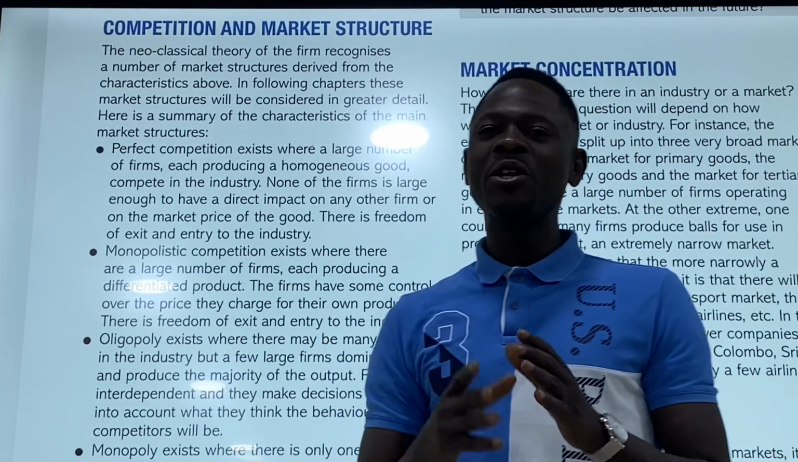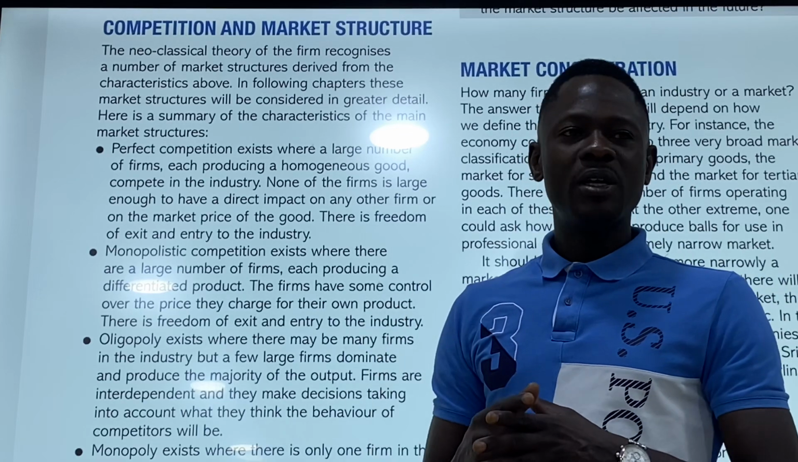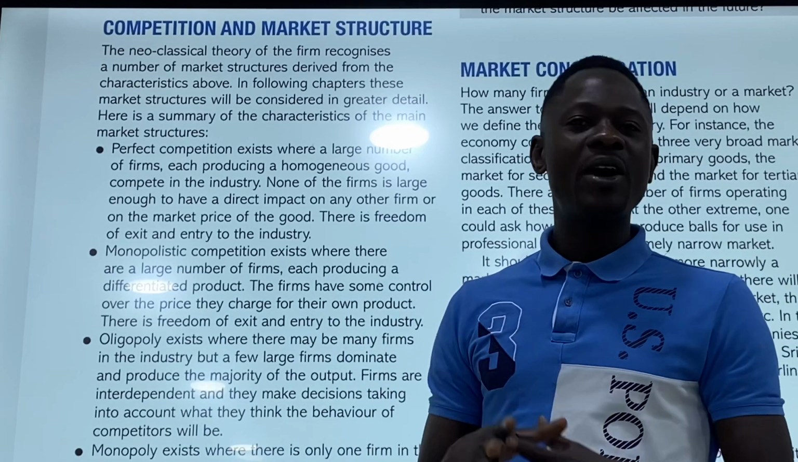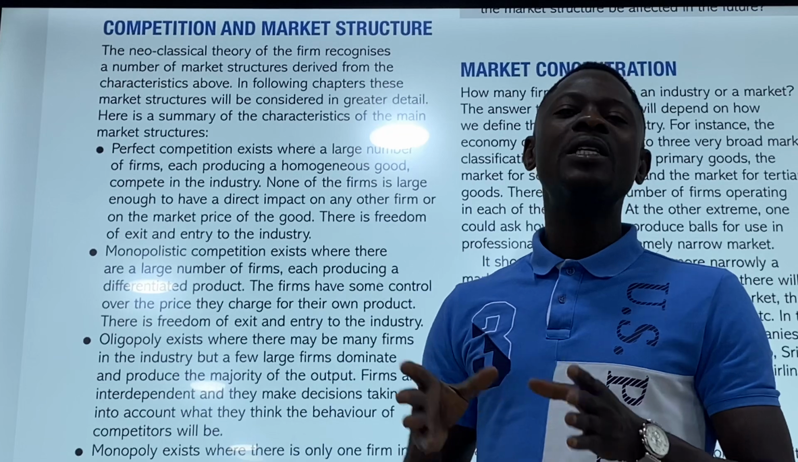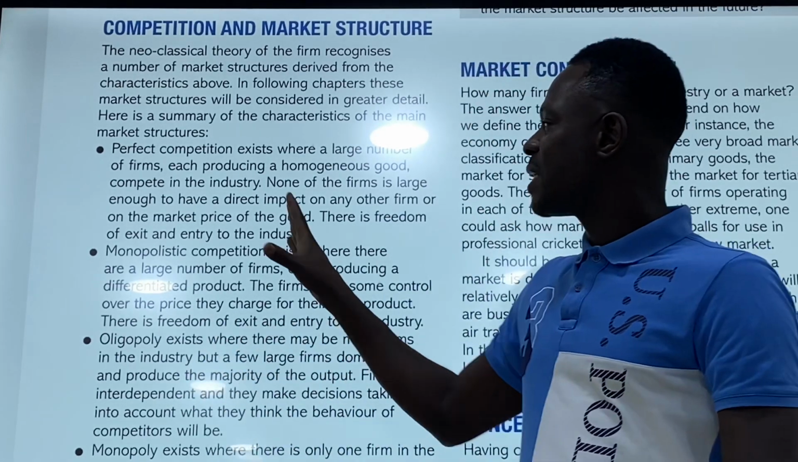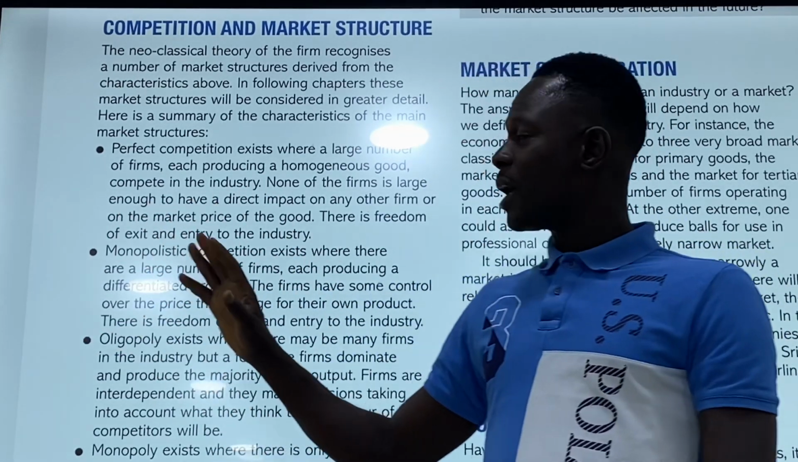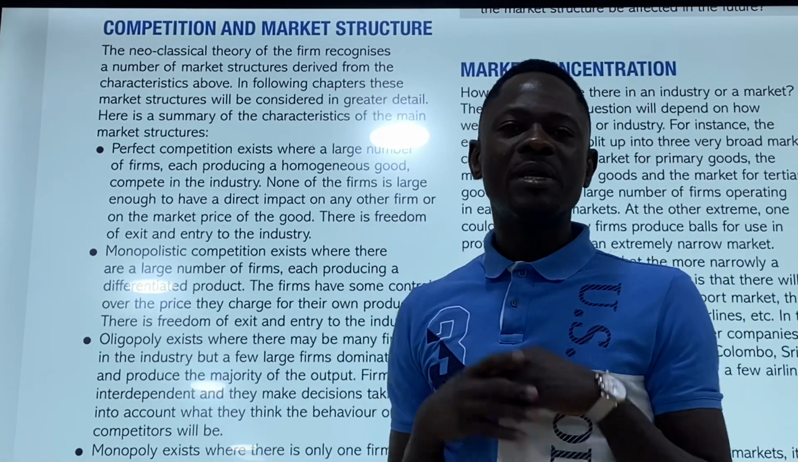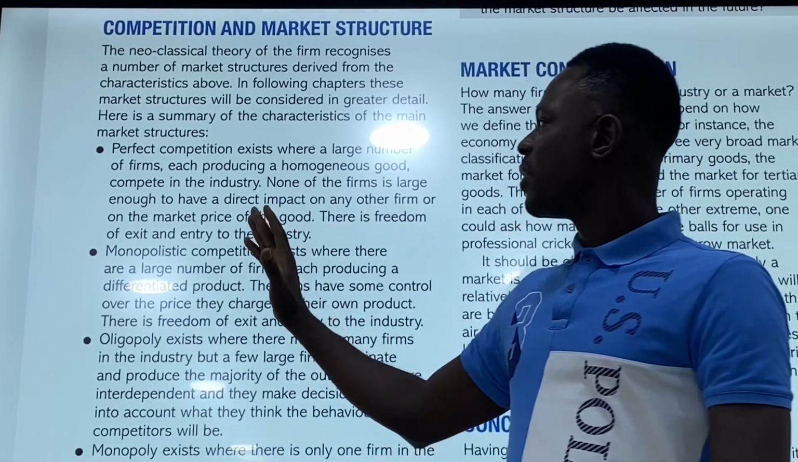So the market price is not determined by an individual. The market price is determined by the demand for and the supply of goods in that market. So that means price determination is based on demand and supply. It is not by an individual determining the price. That is perfect competition.